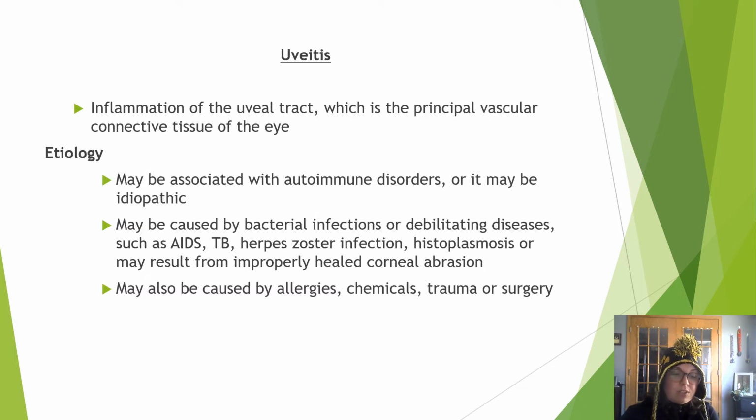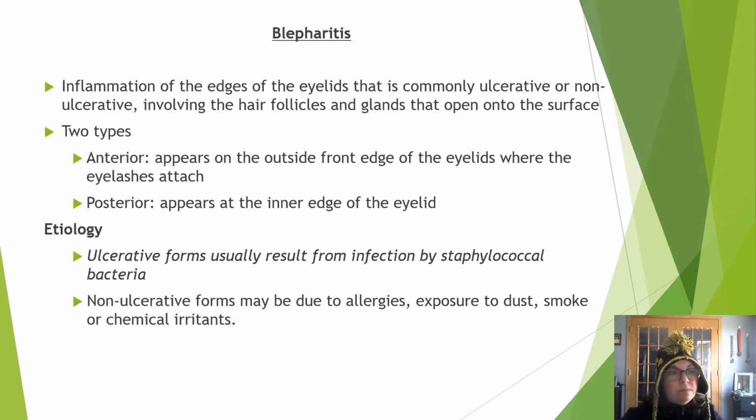All right, now on to uveitis. This is the inflammation of the uveal tract, which is the principal vascular connective tissue of the eye. This inflammation may be caused by autoimmune disorders, or it could be idiopathic. It may also be caused by bacterial infections or a debilitating disease such as AIDS, TB, which is tuberculosis, herpes zoster infection, histoplasmosis, or may result from improperly healed corneal abrasions. Allergies, chemicals, trauma, and surgery also play a role in that etiology.